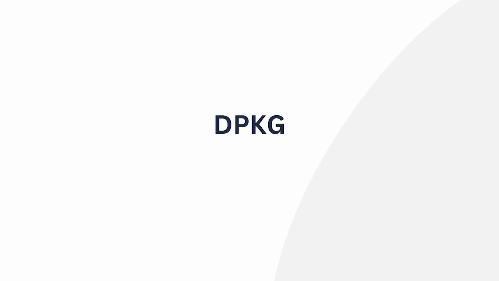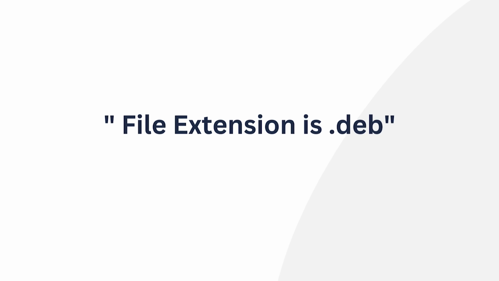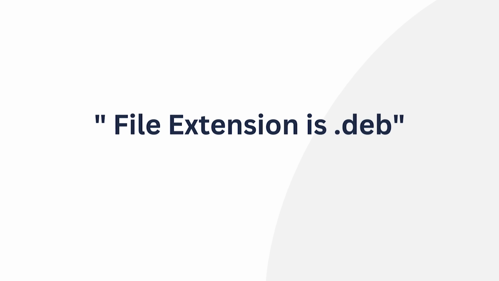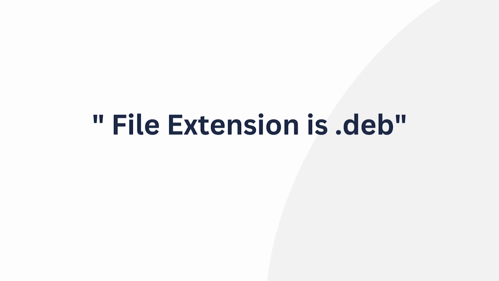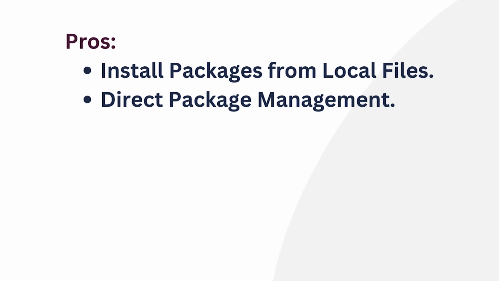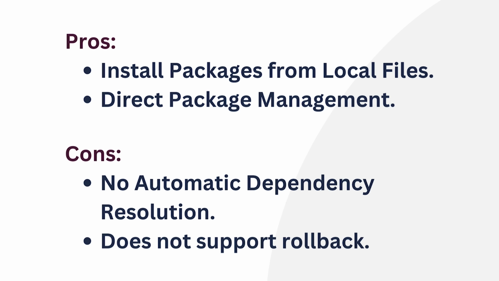dpkg is the Debian's core package manager employed by distributions such as Ubuntu and Linux Mint. Its file extension is .deb and includes package installation, removal, querying, and security verification. Dependencies are managed by external tools like apt and apt-get. dpkg installs packages from local files and also offers direct package management, which is useful for developers. But it does not support rollback or there is no automatic dependency resolution.